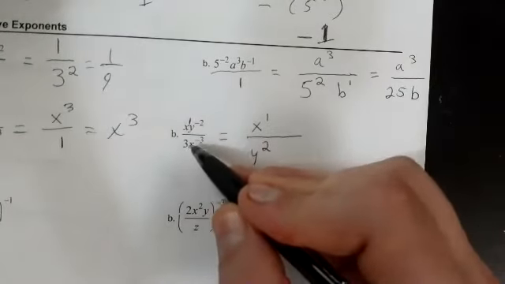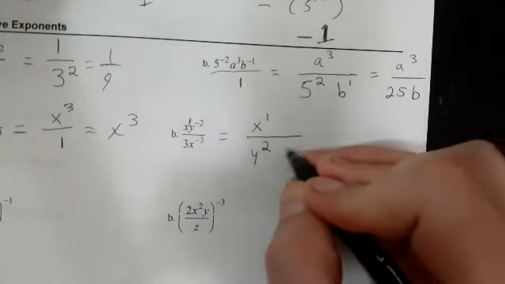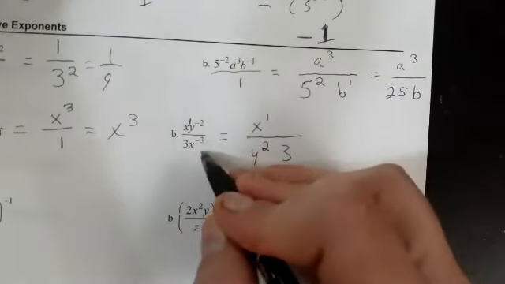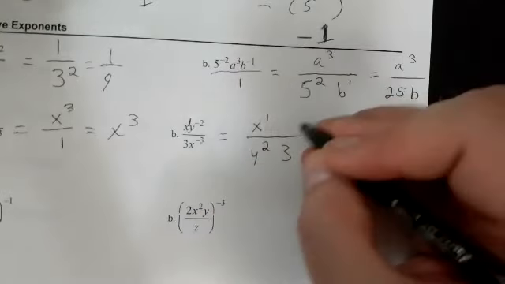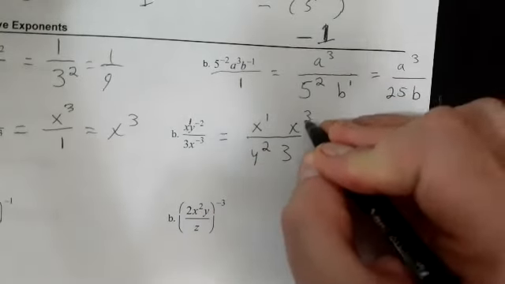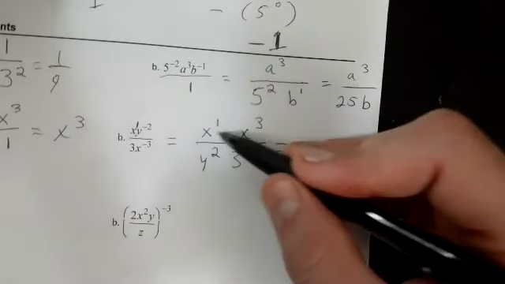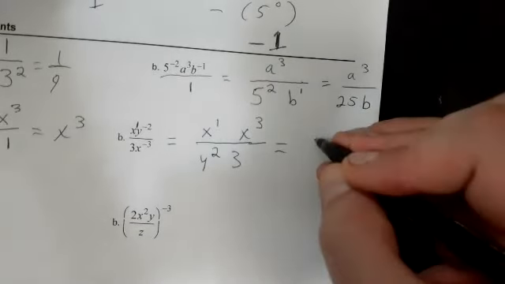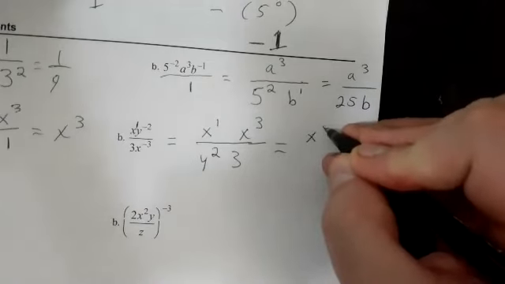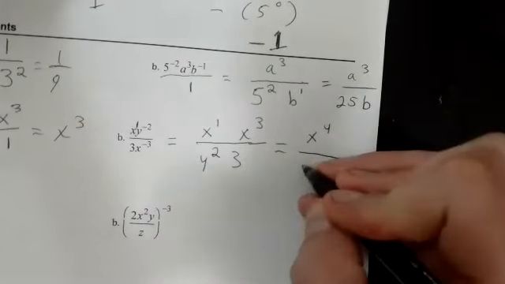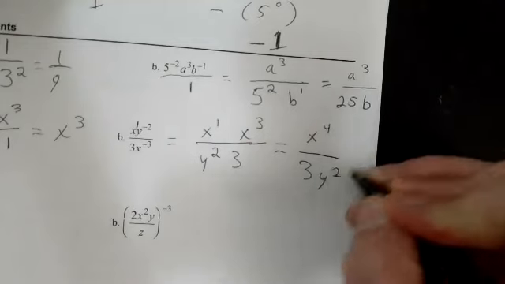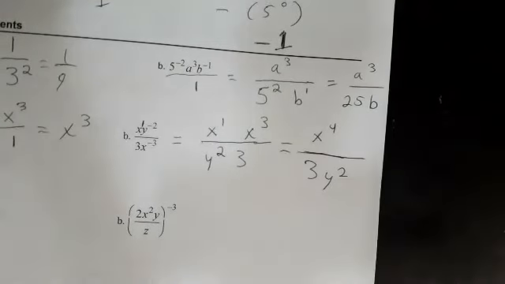Now I come down here. I have a 3 on bottom still. And I have an x to the -3rd. So x to the -3rd is going to get flipped up top. So I can do a little bit of cleaning. I have like terms. This is x to the first times x to the third. This is x to the 4th power. This I'm probably going to write with the coefficient out in front of 3y squared.